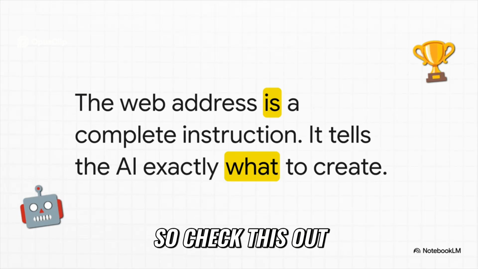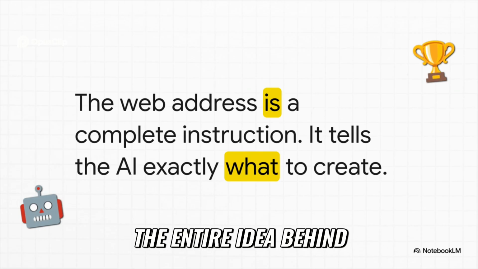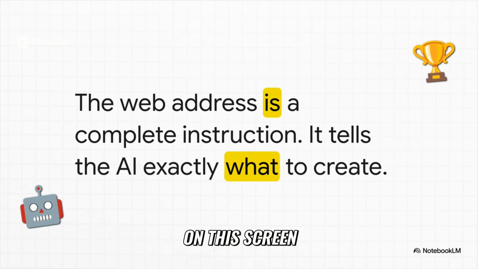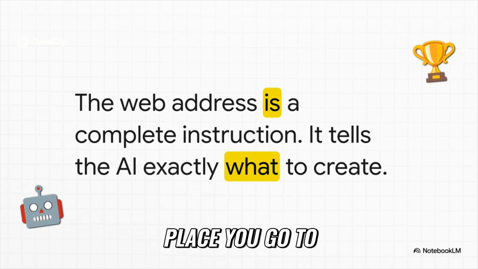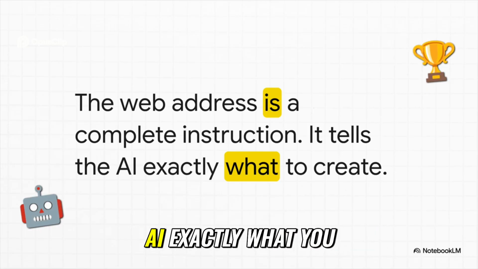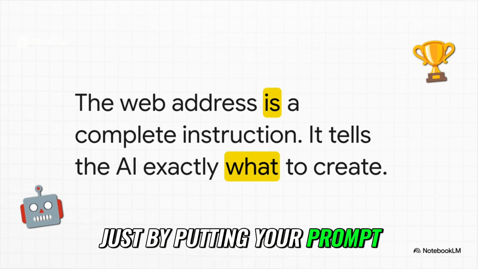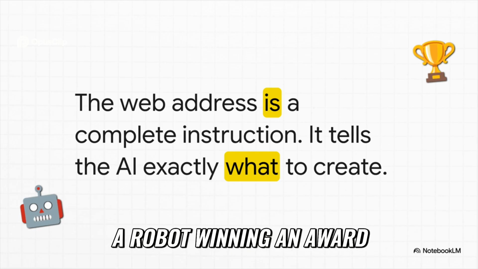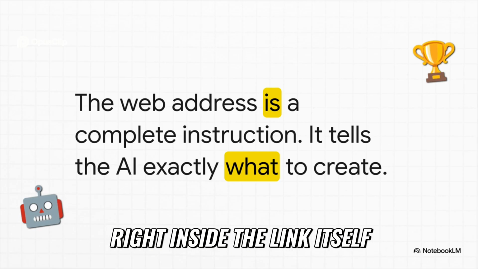Okay, so check this out. The entire idea behind Pollinations is right here on this screen. A web address is no longer just a place you go to. It's a complete instruction. It can tell an AI exactly what you want it to make just by putting your prompt, in this case, a robot winning an award, right inside the link itself.